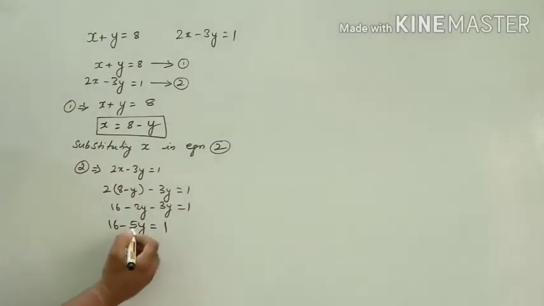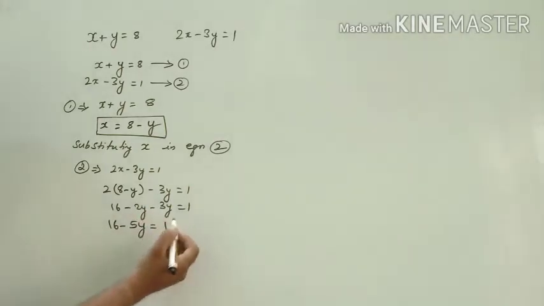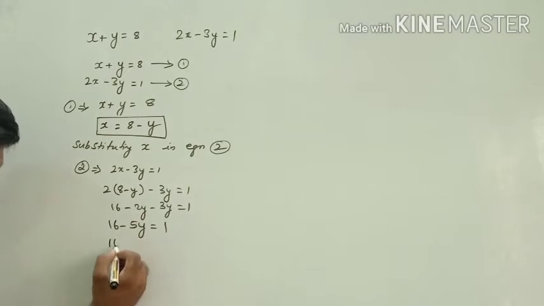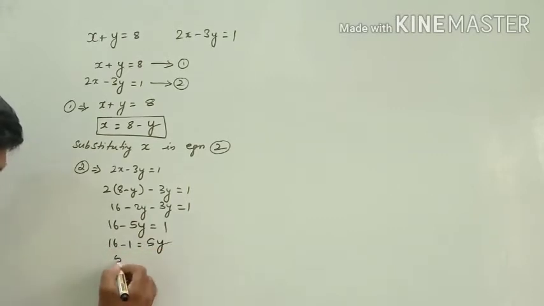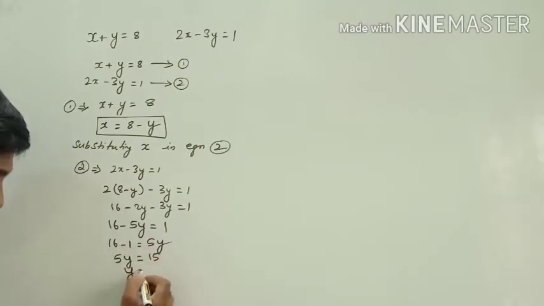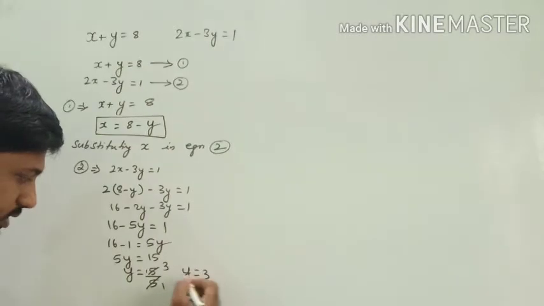So I need y, right? Here I have minus 5y. I am going to send this minus 5y to that side and bring this 1 to this side. So it becomes 16 minus 1 is equal to 5y. So 5y is equal to 16 minus 1, which is 15. So y is equal to 15 by 5. 5 ones are 5, 5 threes are 15. Therefore the y value is 3.